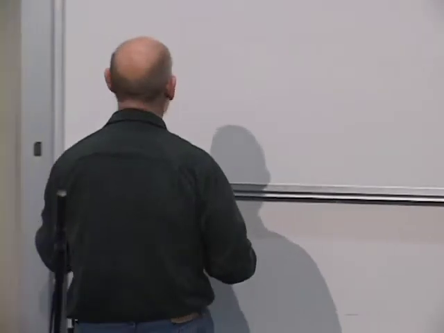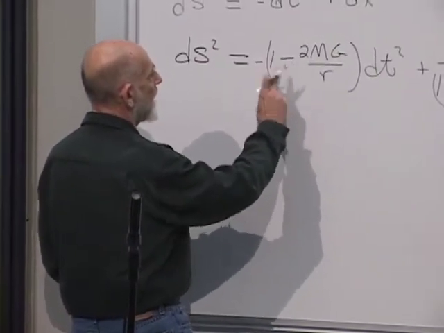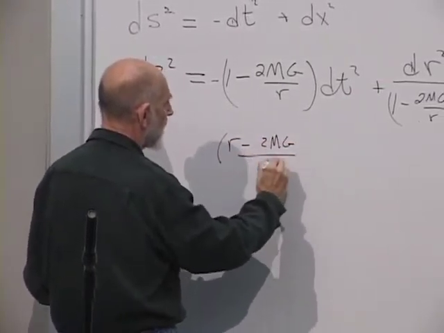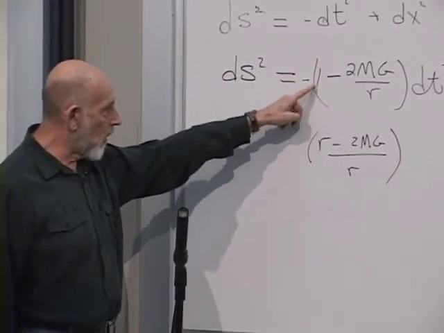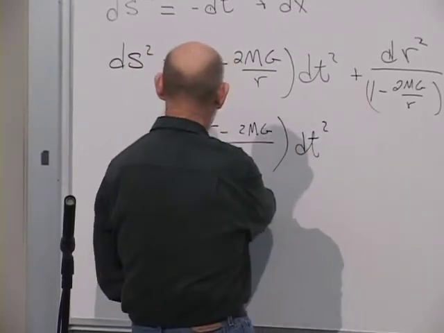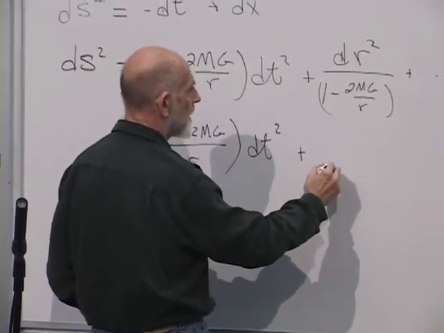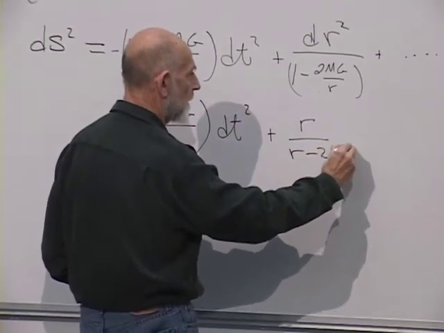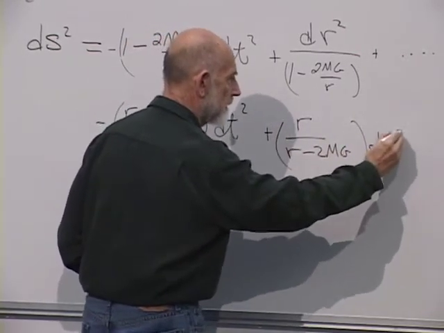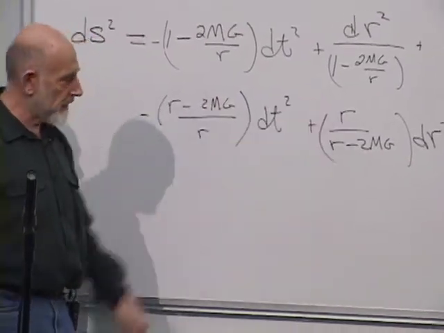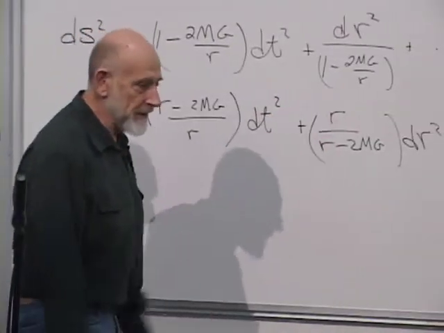Let's rewrite the metric once. Let's write this as r minus 2mg over r, I've just written 1 as r over r, dt squared, minus, and this is plus, r over r minus 2mg times dr squared. This coefficient and this one are inverse to each other. I've done nothing. I've simply rewritten it in a form which is a little neater.